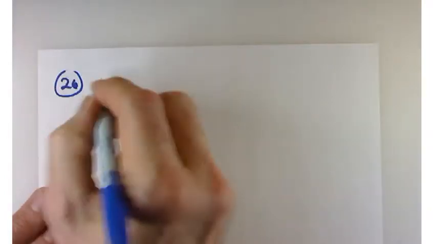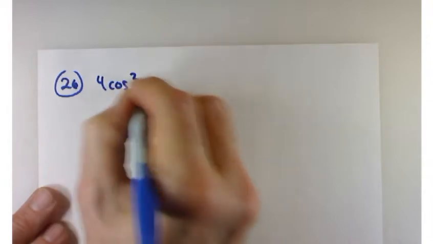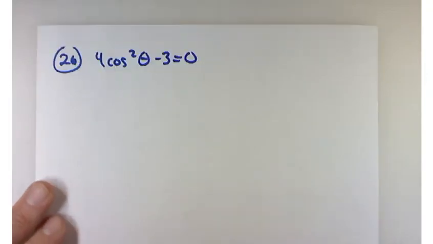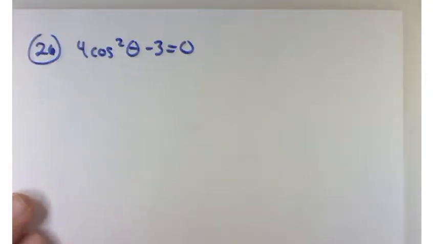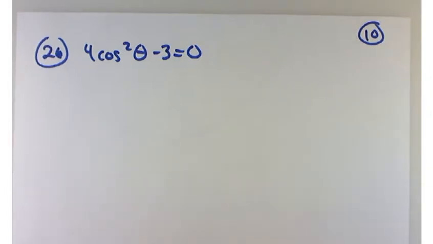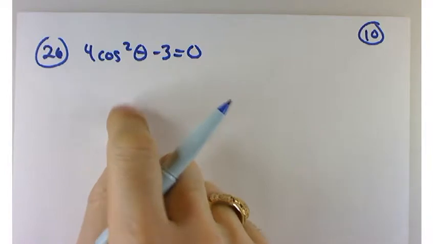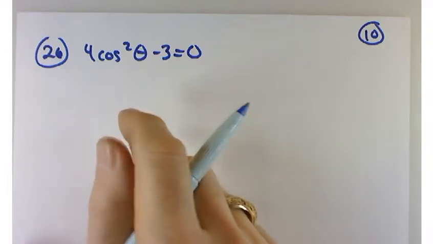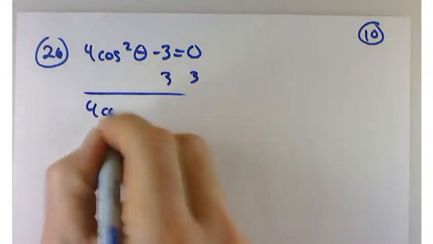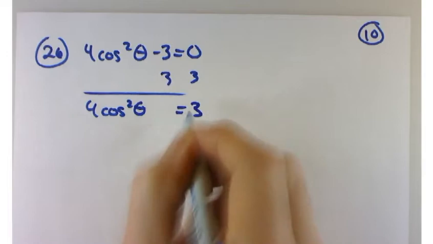Let's try problem number 26: 4 cosine squared of theta minus 3 equals 0. What would you do to solve here? What would be the first thing? Joe, any suggestions? I want to kind of get theta by itself, but what could we start with? All right. Add 3 to both sides. I like that. So I get 4 cosine squared of theta equals 3.